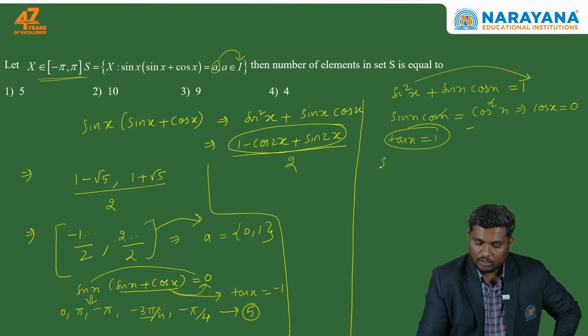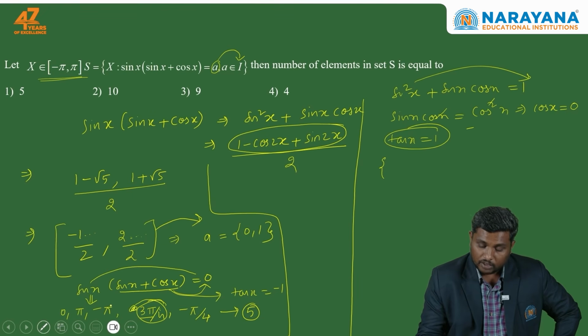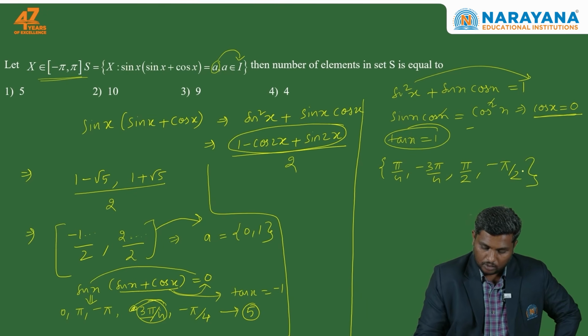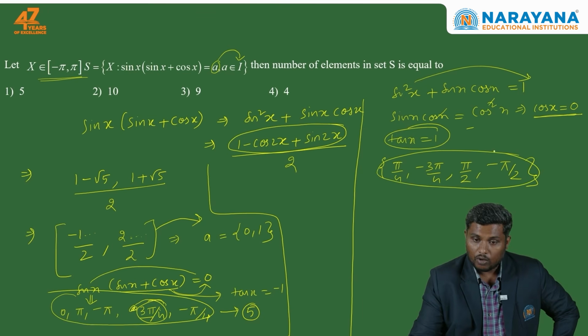So tan x is equal to 1 will give us solutions pi by 4. So here I think this is plus 3 pi by 4. It has to be minus 1. Tan x has to be minus 1. Tan x is equal to 1 will be pi by 4 and minus 3 pi by 4. And what about cos x is equal to 0? For cos x is equal to 0, we have pi by 2 and minus pi by 2. So here we have 5 solutions and here we have 4 solutions.